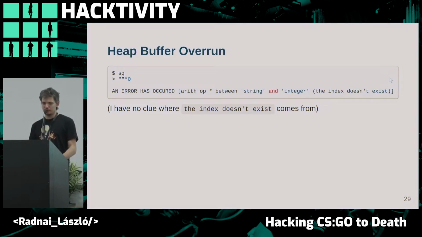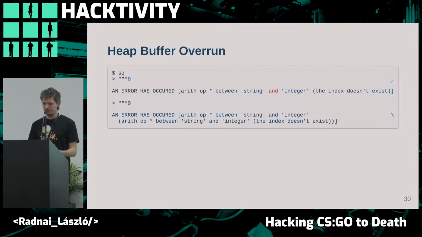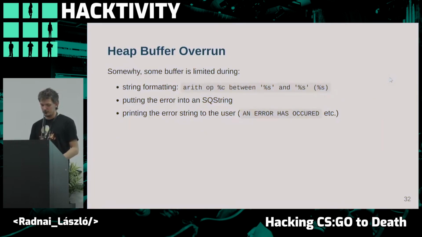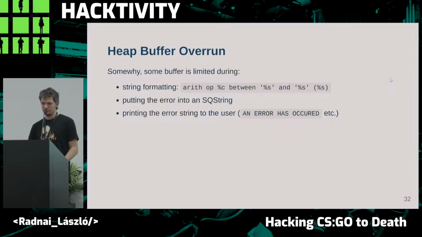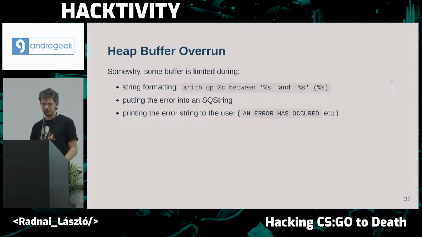So let's run the script line by line. We try to run this, calculate this value. This is an invalid operation, so it says an error has occurred, arithmetic operation. Reason, the index doesn't exist. The next line is arithmetic operation failed, reason, arithmetic operation failed, next line, and the index doesn't exist. So where is this going? Some buffer is limited, and it can be because of a string formatting, target buffer is limited in size, or this can happen when the error is put into an SQ string, so it can be accessed inside the script, or when printing the error string to the user.